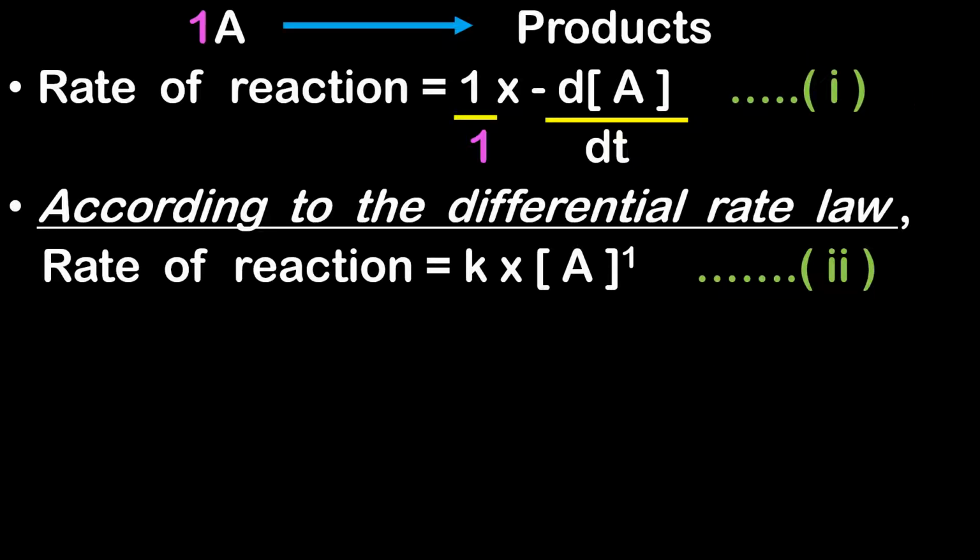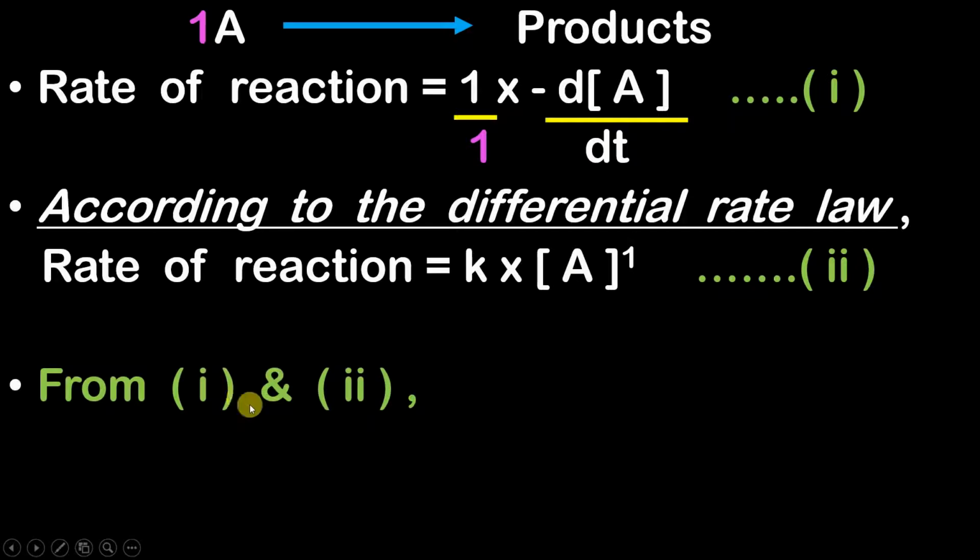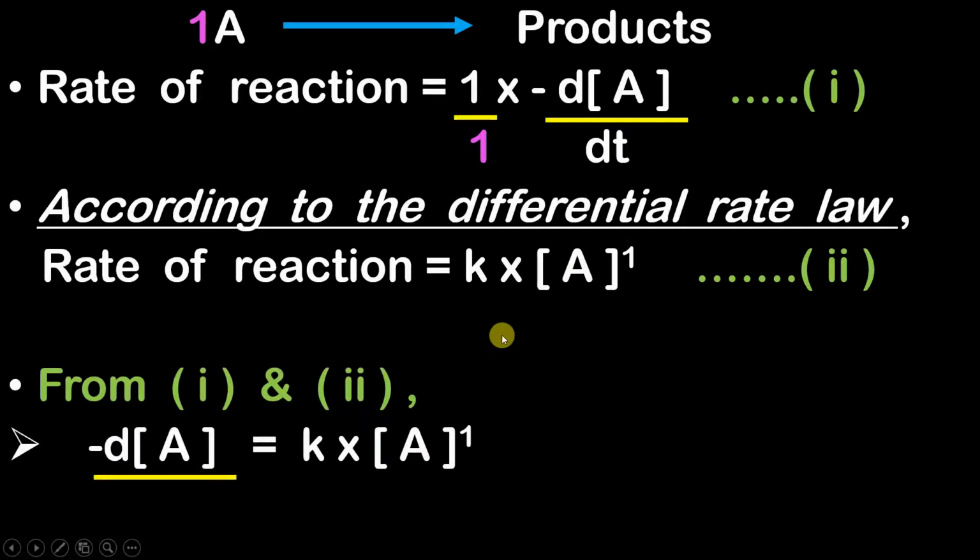Okay, now moving on, if you observe this equation number 1 and if you observe this equation number 2, the left hand sides of both the equations is same, and since the left hand sides of them is same, therefore the right hand sides of both the equations will also be same. So from equation number 1 and equation number 2, this is what we get. So we have found out a relation with the help of equation number 1 and equation number 2.